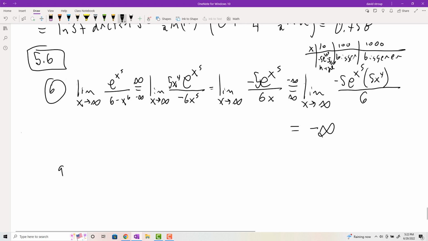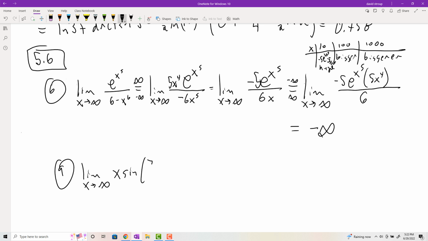Let's look at number 9. So we get the limit as x goes to infinity of x sine of 7 over x. Okay, so this form, if you let x go to infinity, that thing will be infinity, and then if you let x go to infinity in the 7 over x, you'd have 7 over something huge, which would be like 0. So this would be like a 0 here. And sine of 0 is just going to be 0.